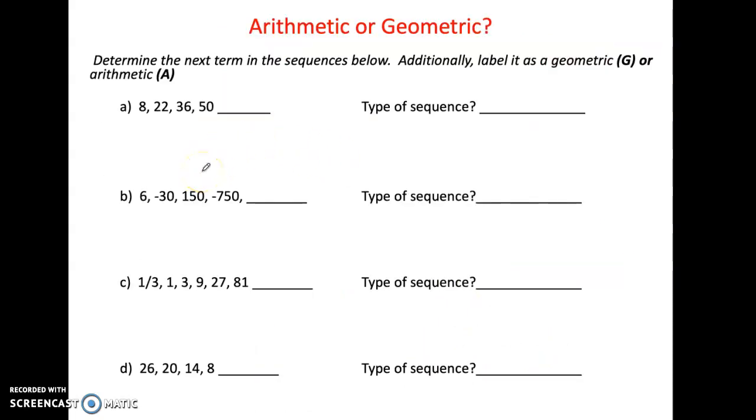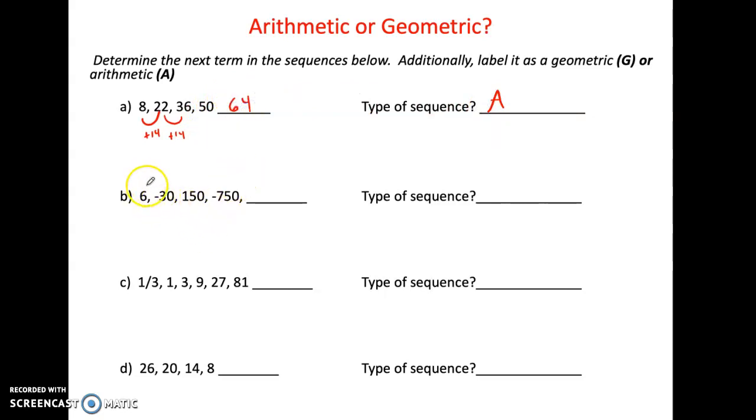So we're just going to talk quickly about the difference between arithmetic and geometric. The question is, how do we go from 8 to 22? We're not multiplying. We're adding 14. It looks like we're adding 14 here as well. So this is going to be arithmetic. And how do we find the next term? Just add 14 again, and we get 64.